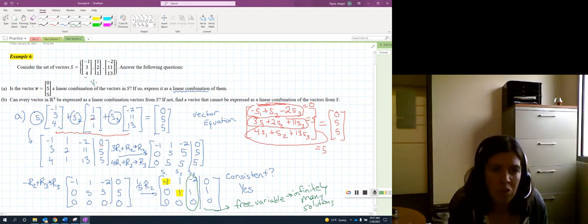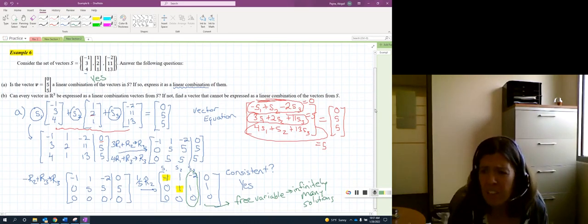So the answer to this first question is yes. 0, 5, 5 is a linear combination of those vectors. The second part is saying, okay, if it is, then express it as a linear combination. So that's actually asking us to solve for S1, S2, S3.